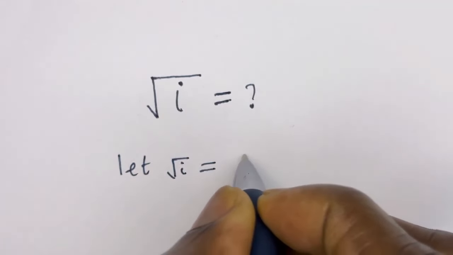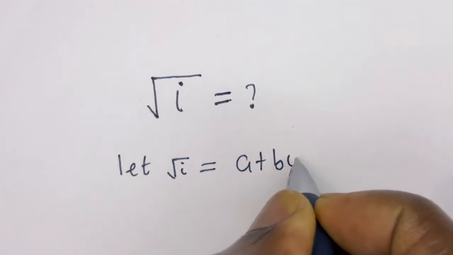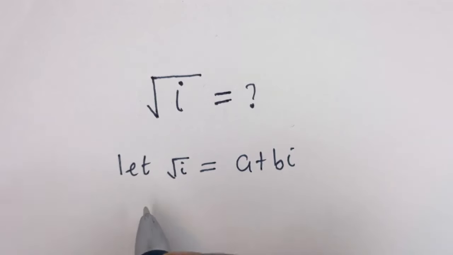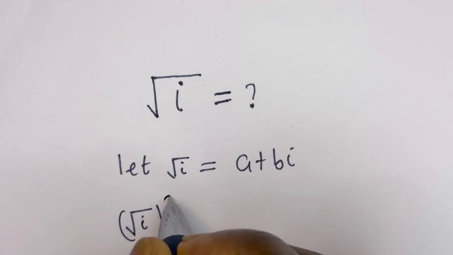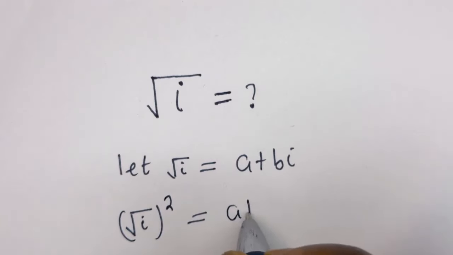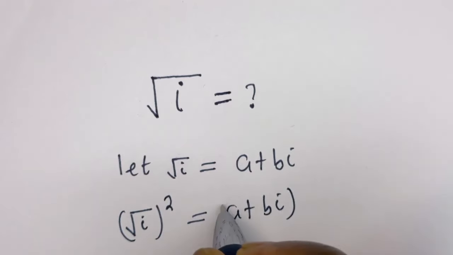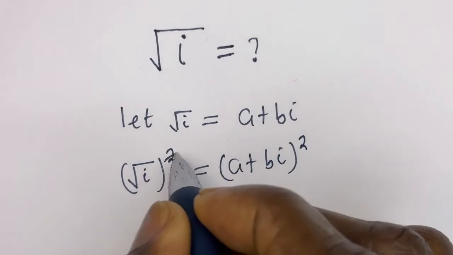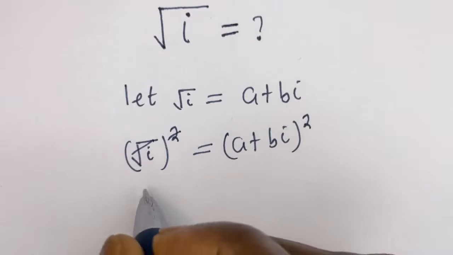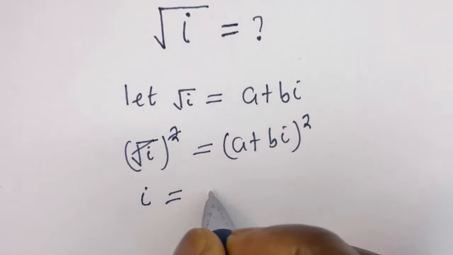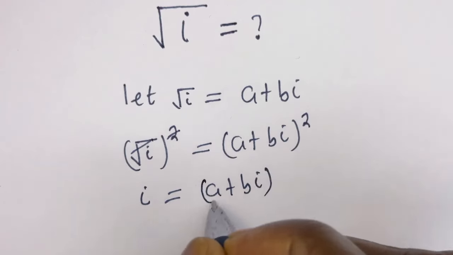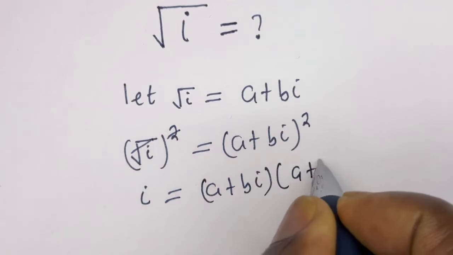is equal to a plus bi. This is in complex form. Then we can square both sides of this equation. Square root of i all squared is equal to a plus bi all squared. This, we cancel this. i is equal to a plus bi, then multiply by a plus bi.